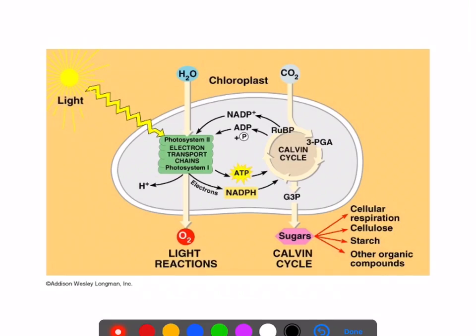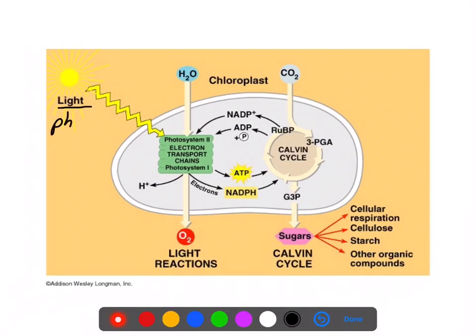Remember that the light reactions require a couple of things from the environment. That would include photons, represented by the light here. Remember that photons are wavelengths with specific amounts of energy. Which one of these has a greater amount of energy? If you said this one, you are right. Remember that the longer the wavelength, the weaker the energy. The shorter the wavelength, the greater the energy.